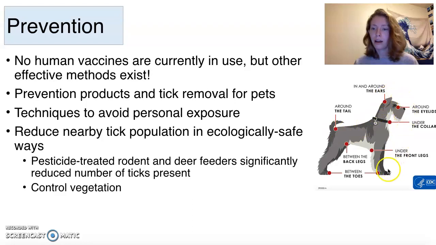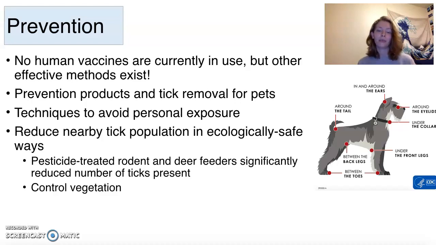Over here is a picture of a dog and some of the most popular areas for ticks to inhabit. And then some techniques to avoid personal exposure when you go exploring. The key to this is really minimizing your skin exposure. So it's recommended to wear long sleeves, closed-toed shoes, socks, and pants tucked into your socks. You won't be winning any beauty pageants, but you'll be much safer.